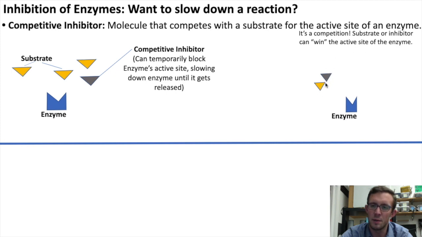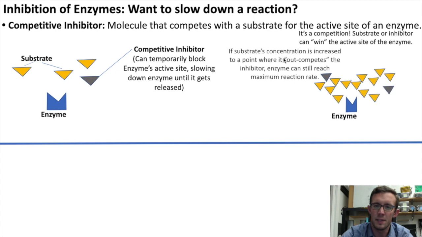Either the inhibitor or the substrate can win and interact with the active site of the enzyme. And so if the substrate's concentration is increased to a point where it can outcompete the inhibitor, the enzyme can still reach the maximum reaction rate. So in this example, this enzyme will still likely be breaking down substrate at close to the enzyme's maximum speed because there's just so much substrate available and so little of the inhibitor.